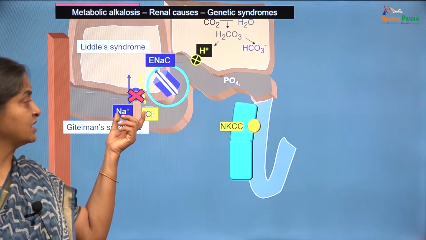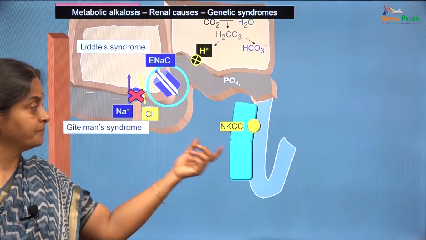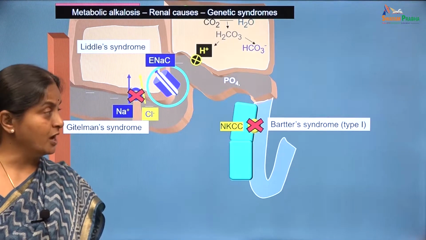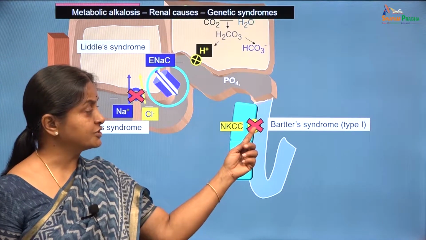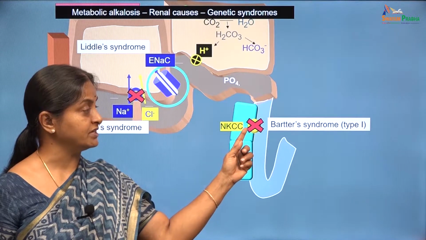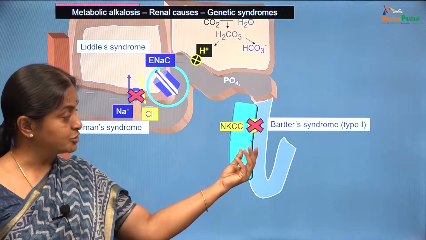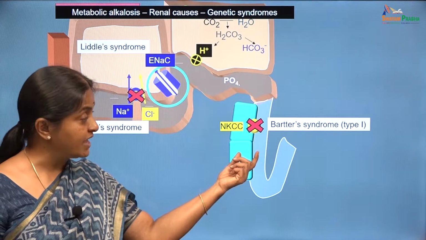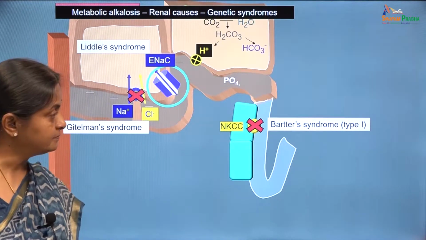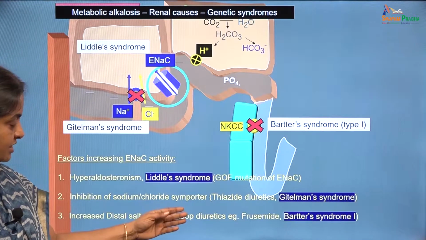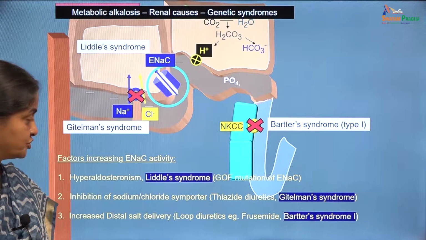Gitelman's syndrome works like thiazide diuretics. It is a loss of function mutation of the sodium chloride symporter. Bartter syndrome type 1 works like loop diuretics. It is a loss of function mutation of the sodium potassium 2 chloride symporter in the loop. The other types of Bartter syndromes are loss of function mutations of other proteins which aid the NKCC in sodium reabsorption. You can look that up. So here's a list of 6 states which can cause metabolic alkalosis.